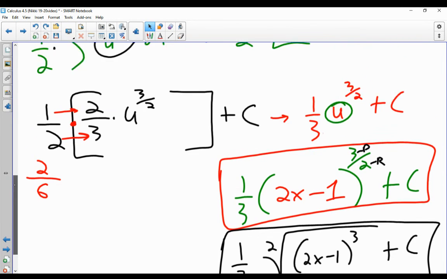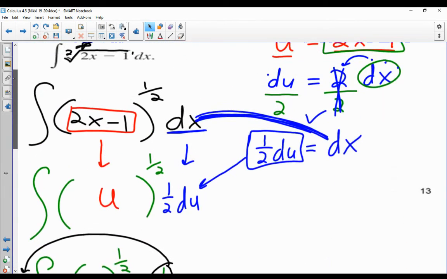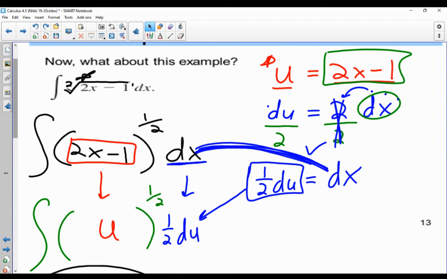So that one was a little bit weird, mostly because originally the dx here didn't match up with the dx here. So we had to do a little division to make it work. But everything else stayed the same. Let's do a couple more examples just so you can get familiar with those types.